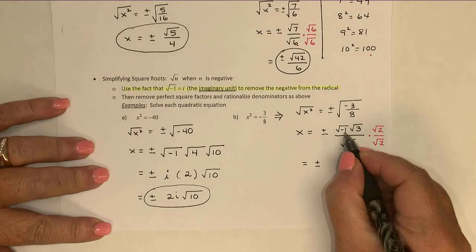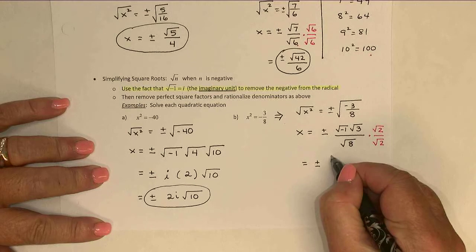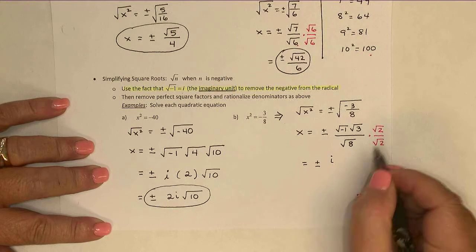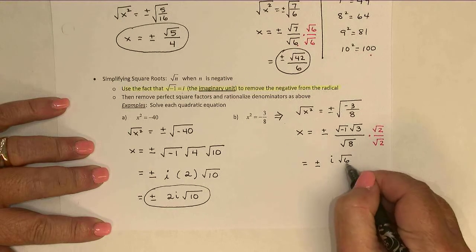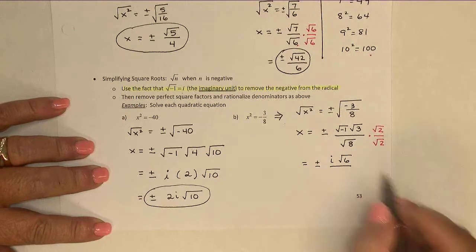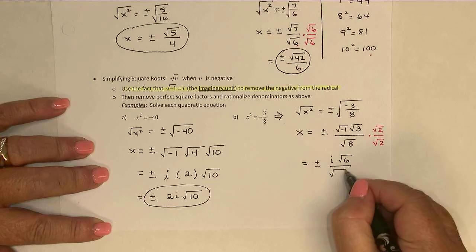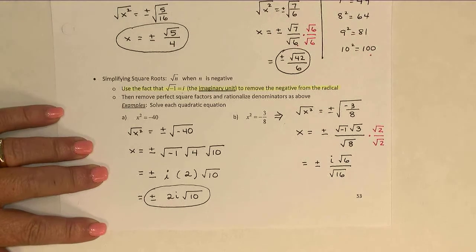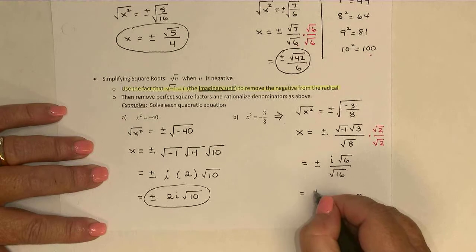So let's see, square root of negative 1, that's i. Square root 3 times square root 2 is square root 6. And the bottom, square root 16, which is really just 4.